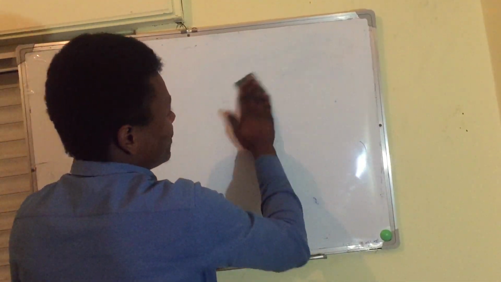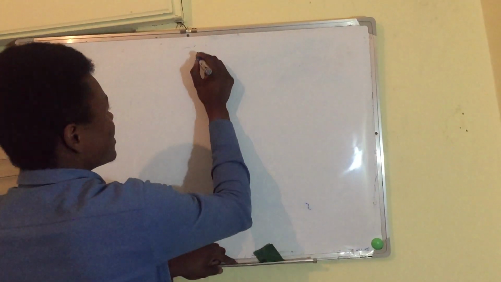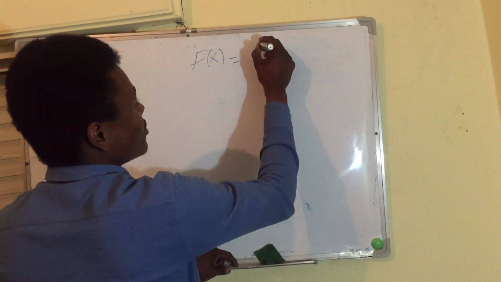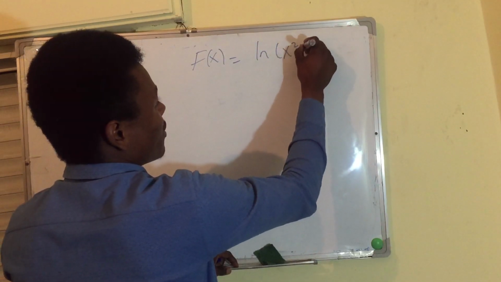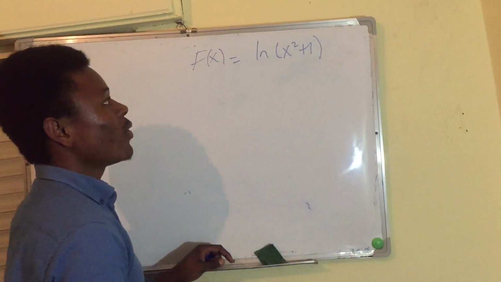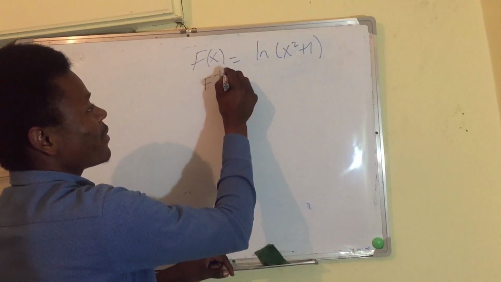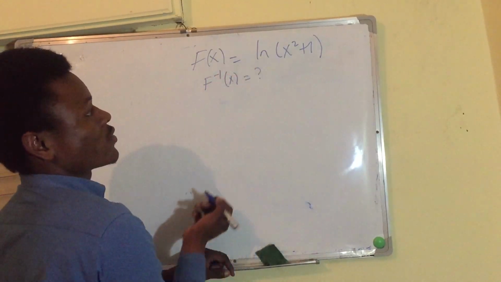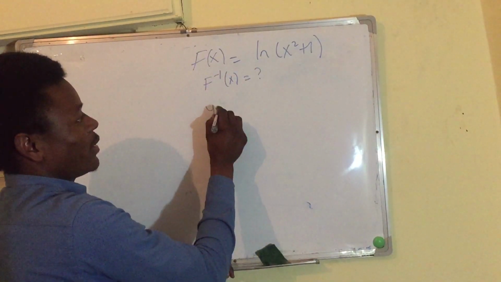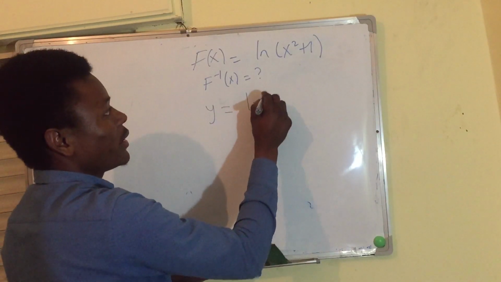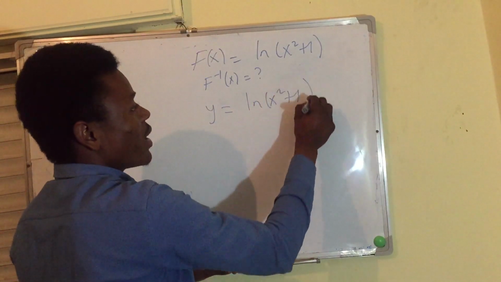What about if you have a function like this, f of x equals ln of x squared plus 1. What is the inverse of this? Find f inverse of x. We say y equals ln of x squared plus 1.